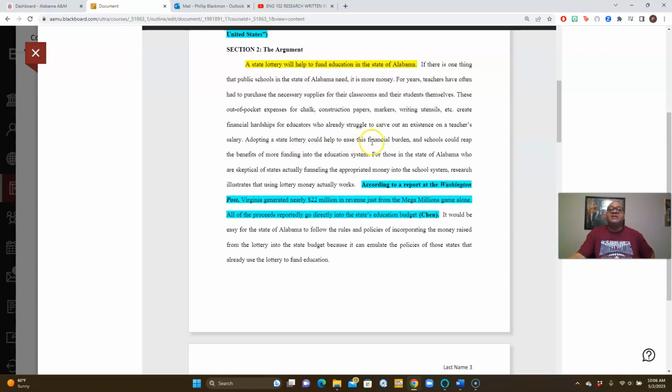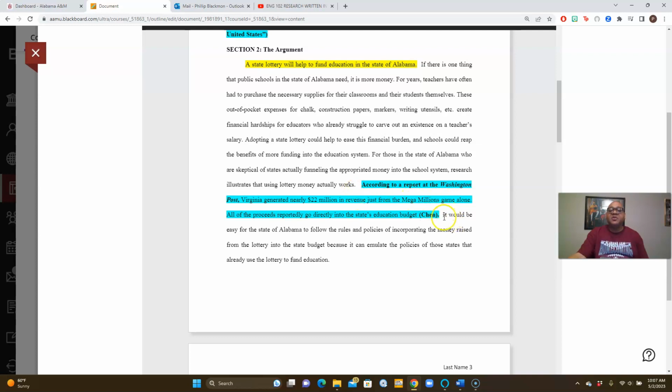Adopting the state lottery could help to ease this financial burden, and schools could reap the benefits of more funding into the education system. For those in the state of Alabama who are skeptical of the state actually funneling the appropriated money into the school system, research illustrates that using lottery money actually works. Here's my research. According to a report at the Washington Post, Virginia generated nearly $22 million in revenue just from the Mega Millions game alone. All of the proceeds reportedly go directly into the state's education budget.